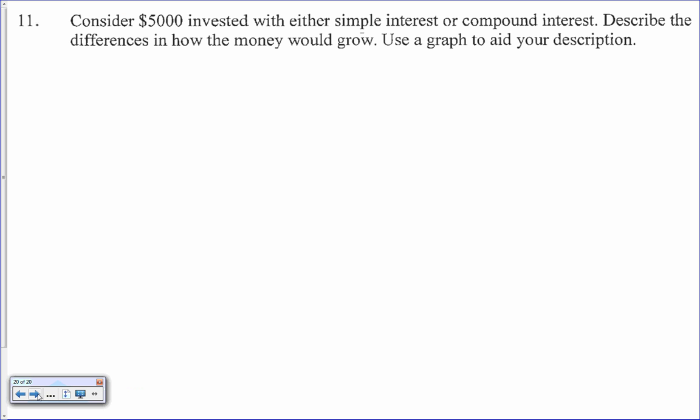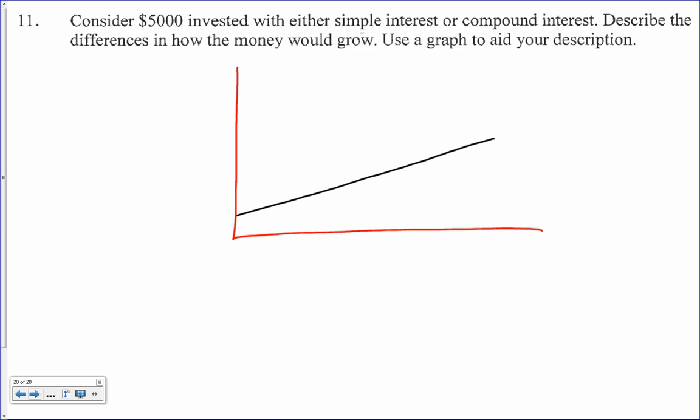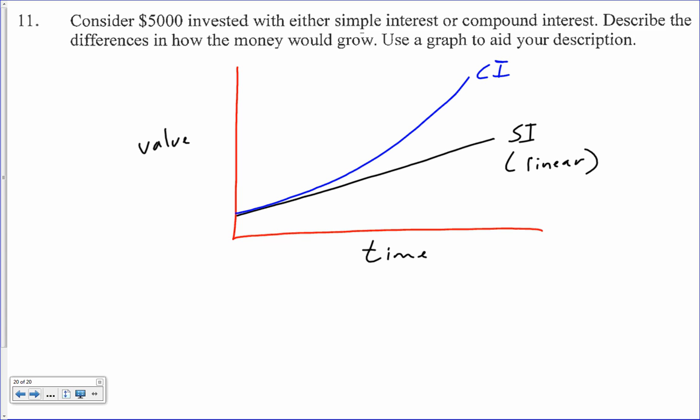Last question, consider $5,000 invested in either a simple interest or compound interest rate. Describe the difference of how the money would grow. Use a graph to aid your description. So, just doing a quick sketch. Simple interest would go like this. So simple interest, that's linear. So that's time, and this is value. And our compound interest will look like that. So compound interest, and this is what we call exponential.